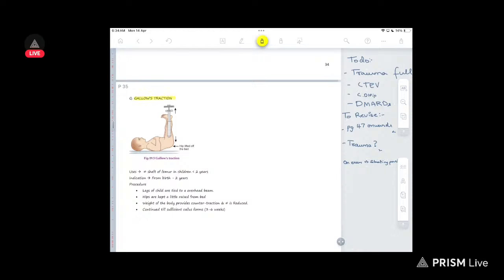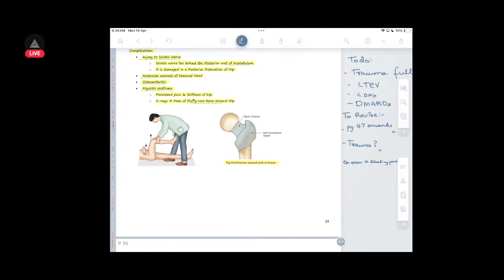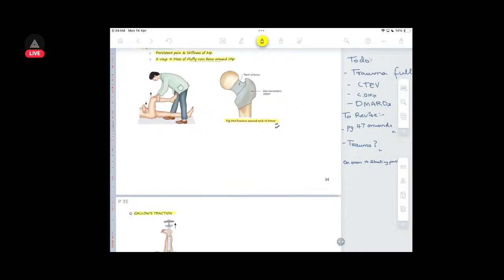You can also perform Gallows traction. This is the fracture of the neck of femur. Intertrochanteric region it can be there, and neck of femur it can be there.